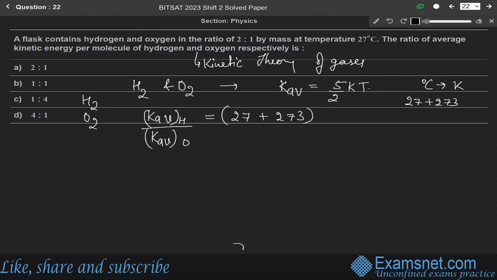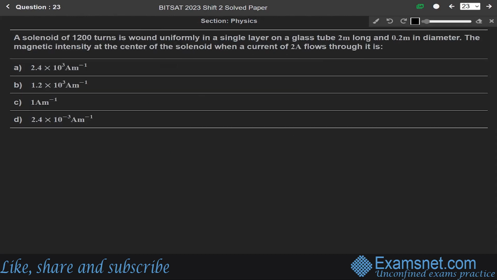So it will be converted into Kelvin only, 27 plus 273. Since both are diatomic, the ratio will be equal to 1. So the correct answer is 1:1, which means option B is the correct answer. Okay. Now next question, 23.